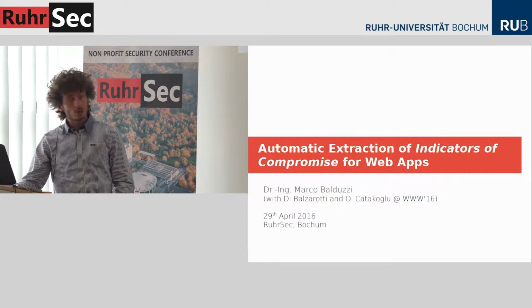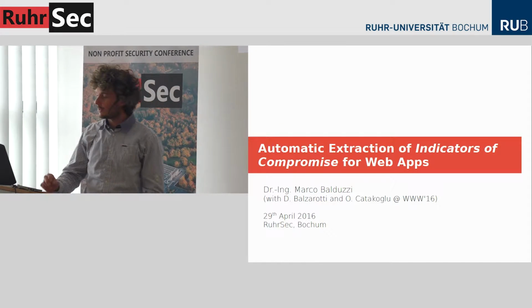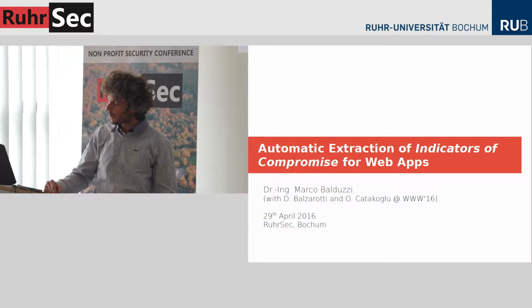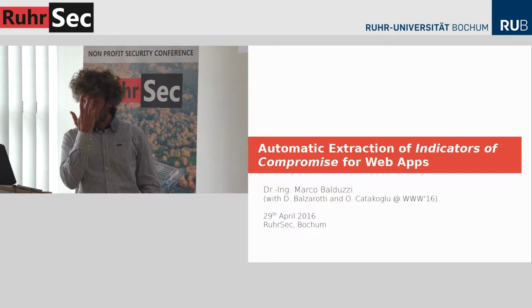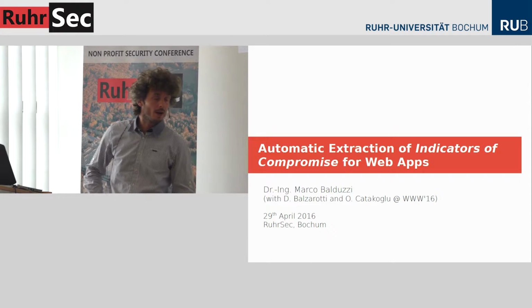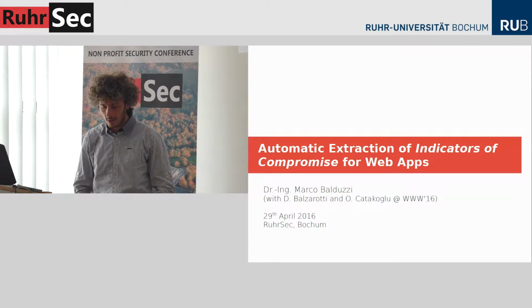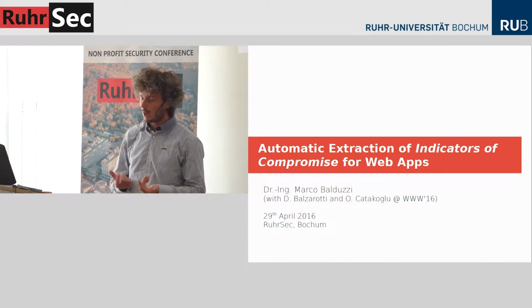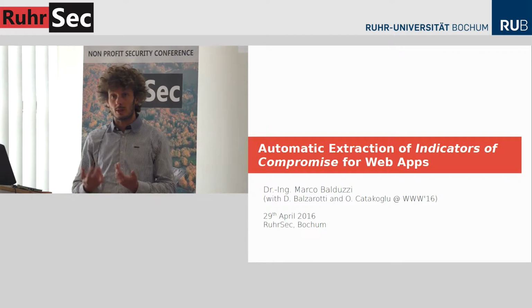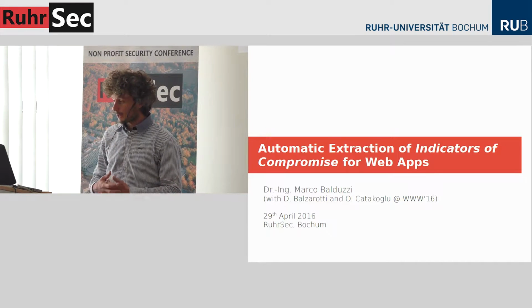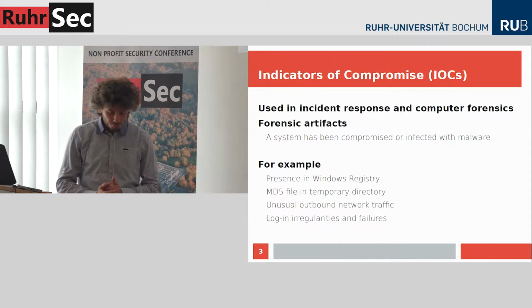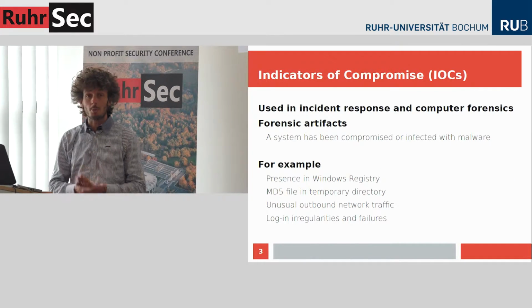So what I'm going to talk about today, as you can see from the title here, is work I did with two colleagues of mine from RuhrSec Institute, which is a research lab located in South France. We published this work at WWW 2016 a month ago, so it's pretty recent. What we did is basically build a system to extract what's called indicators of compromise. In particular, we did it for web applications. So let me directly jump into the topic of what an indicator of compromise is.